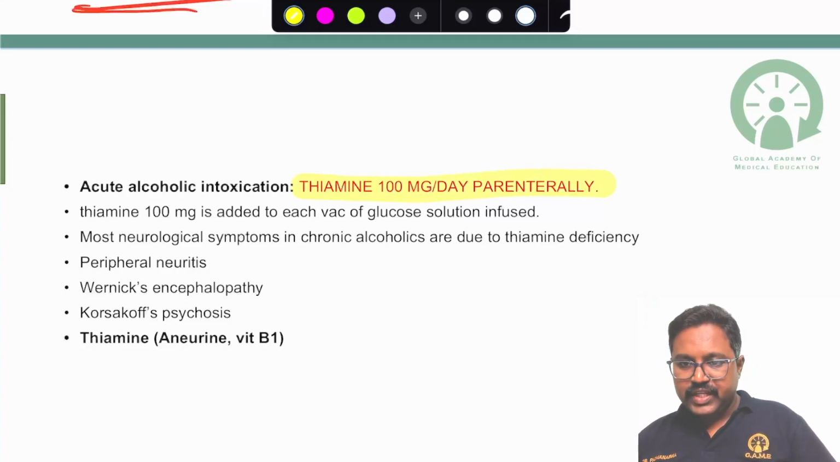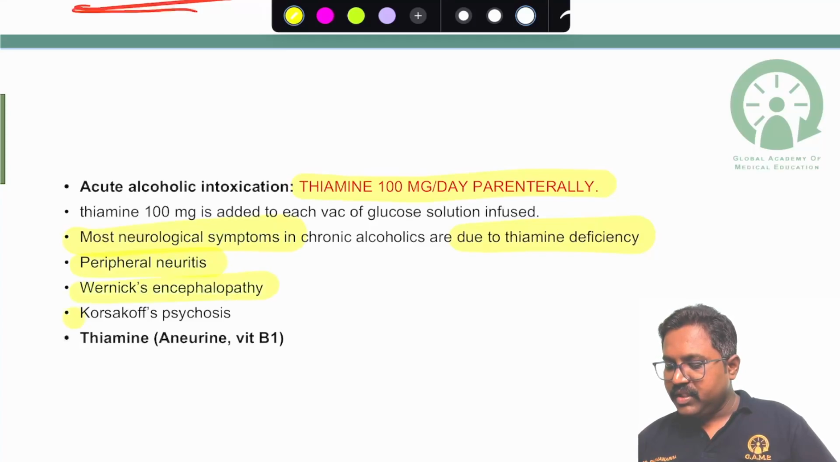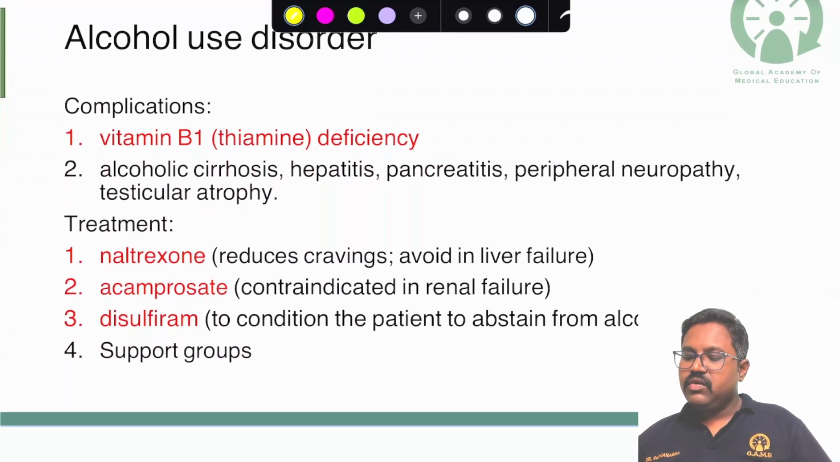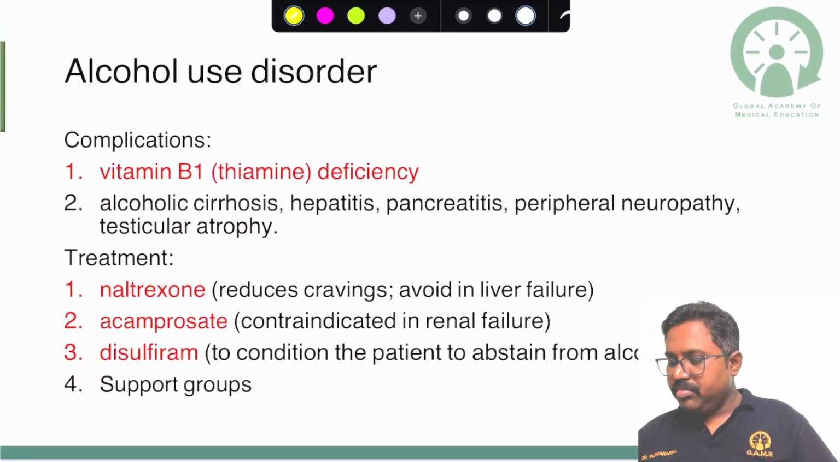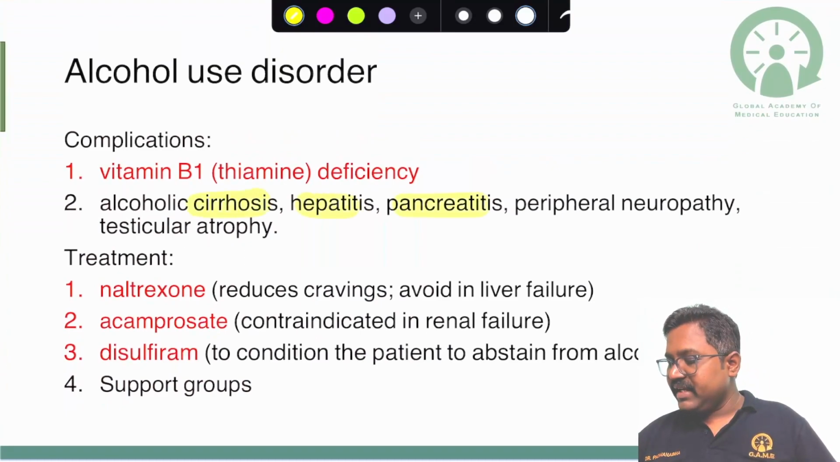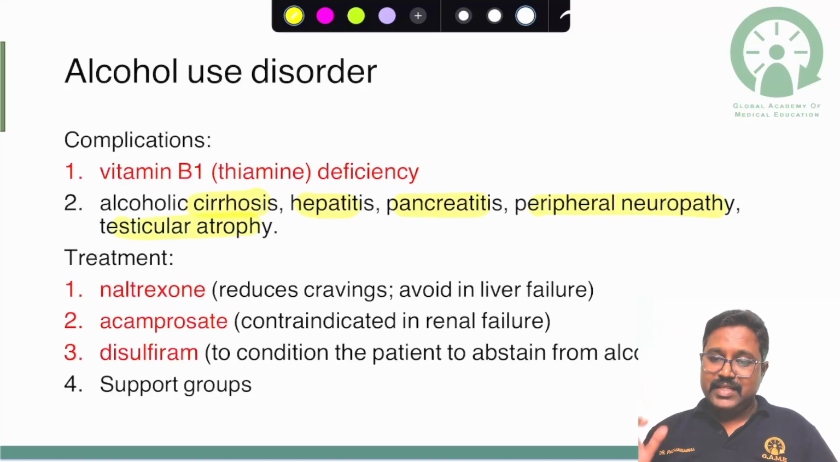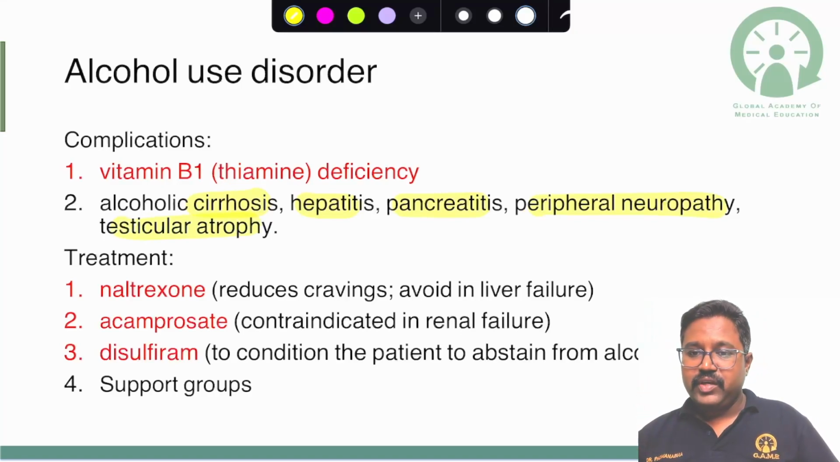Most of the neurological complications are mainly due to thiamine deficiency, like peripheral neuritis, Wernicke's encephalopathy, Korsakoff psychosis. It is also called aneurin. Please remember, it is also called aneurin. In alcohol disorders, apart from alcoholic cirrhosis, hepatitis, pancreatitis, peripheral neuropathy, testicular atrophy, a very important question they have asked is which vitamin will be deficient. That is your thiamine deficiency.